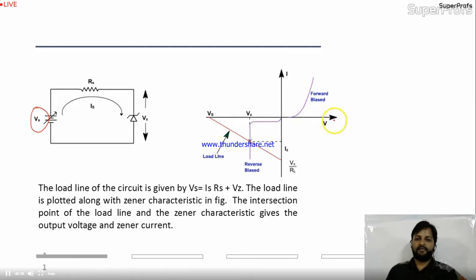Here is the VS. We are going to apply VS. VS will start from 0 to VZ, then VZ to the next point. From 0 to VZ, here it's 0 to VZ.